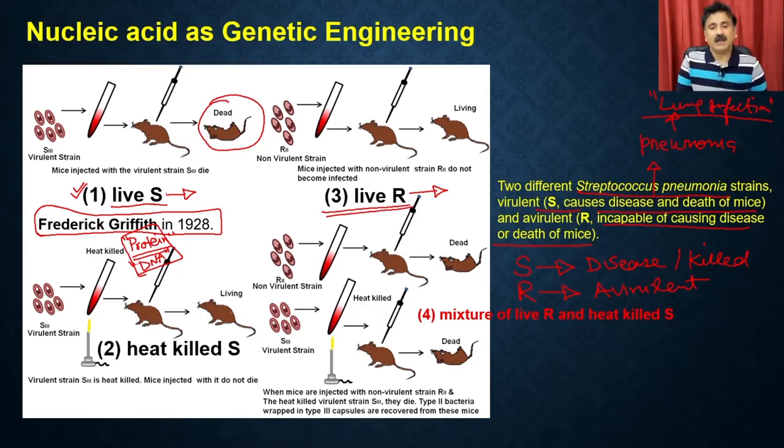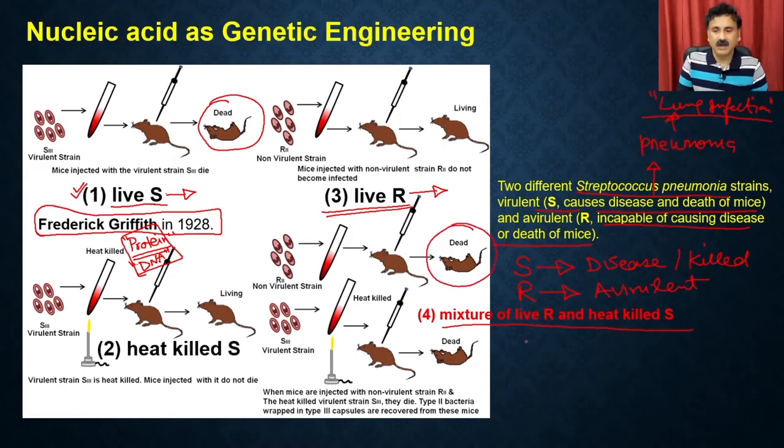Now what he has done is he has first heat killed the virulent strain. So he got the heat killed virulent strain, and then he mixed it with the avirulent strain and injected it. And when he injected the mixture of the avirulent strain and the heat killed S strain, what he found is the death of the mice.